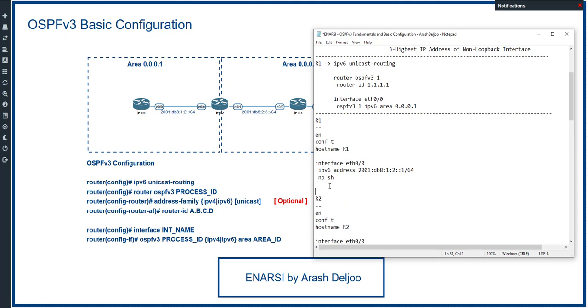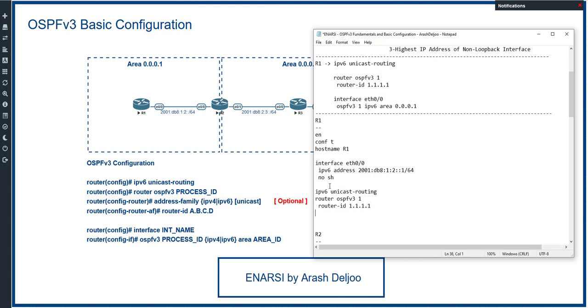It is so easy. Router OSPFv3 1. That's it. Here, if you want, you can configure the address family IPv4 unicast, IPv6 unicast, or if you want, you can ignore it. But before router OSPFv3 1, we should use ipv6 unicast-routing. Here I'm going to directly configure the router ID. Router ID is quad 1.